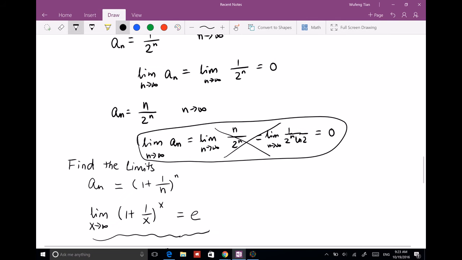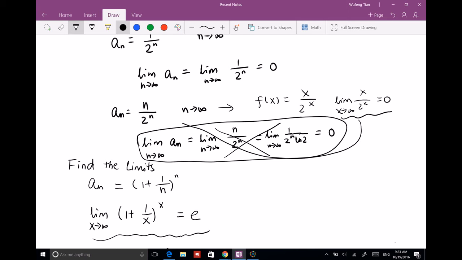But I said something wrong here. If I have to do this, I have to change that. I have to do another thing: f(x) equals x over 2 to the power x. Then I use L'Hopital's rule to prove that the limit as x goes to infinity of x over 2 to the power x equals 0. Then I go back to prove that equals 0. I cannot take the derivative and use L'Hopital's rule on n here because n is not continuous.